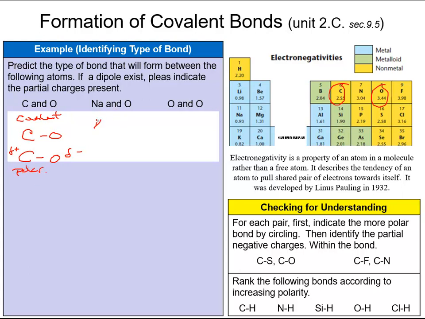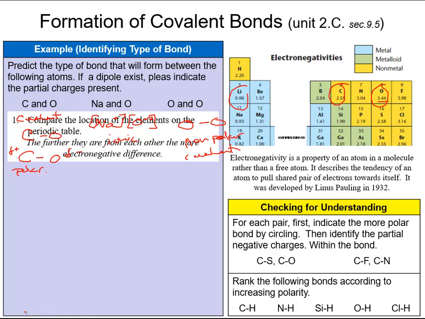Sodium and oxygen, that's a different story, because sodium has a really low electronegativity and oxygen has a really high one. So they don't even share. Remember, they create ions, and these ions gain and lose electrons. So this is not part of covalent bonds. Big difference. But here, for O and O, they are nonmetals. The electronegativity between them is really the same. There's no difference, and so we call this a nonpolar covalent bond.